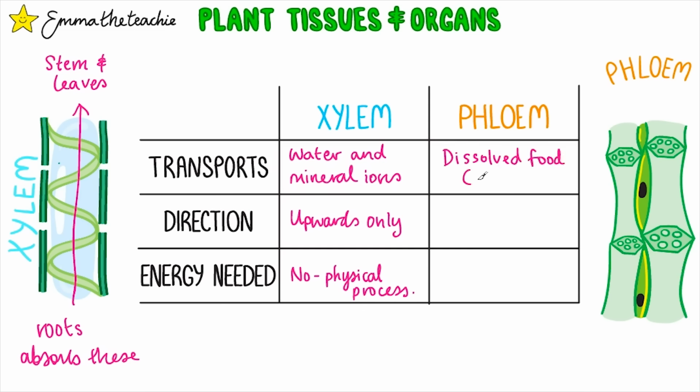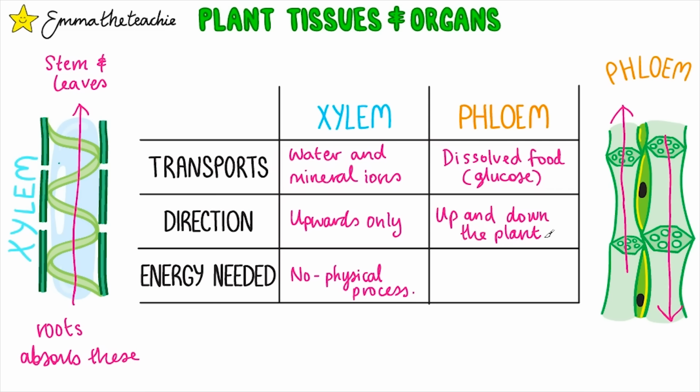The phloem transports dissolved food, i.e. glucose, which is made in the process of photosynthesis in the leaves. This needs to be transported up through the phloem to the developing tissue or the meristem, and down the phloem to the roots. The roots can't carry out photosynthesis, so they need to get their glucose that comes from the leaves. Therefore, the direction of travel is up and down the plant. And finally, yes, energy is needed for this process, and this is supplied by the companion cells adjacent to the phloem cells.